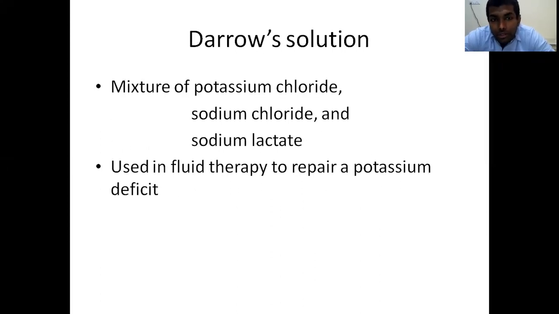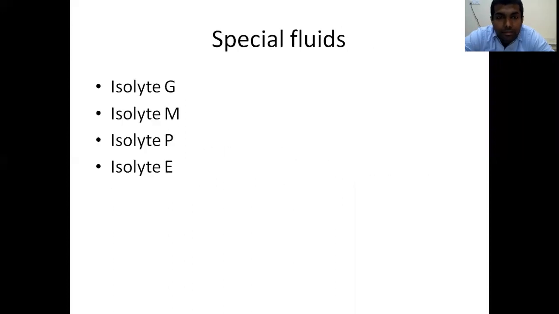What is Darrow solution? It is a mixture of all these three, that is potassium chloride, sodium chloride and sodium lactate. When do we use it? As a replacement fluid therapy in potassium deficit. What does Darrow solution contain? Potassium chloride, sodium chloride and sodium lactate. What are some of the special fluids? Isolyte G, Isolyte M, Isolyte P used in children, and Isolyte E.